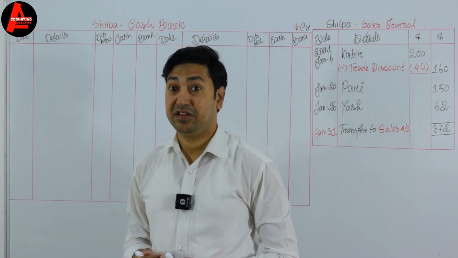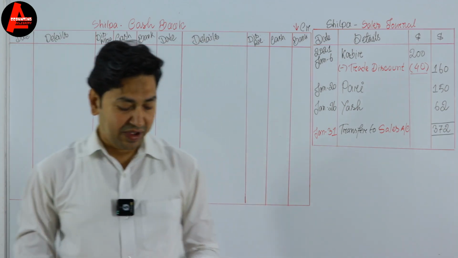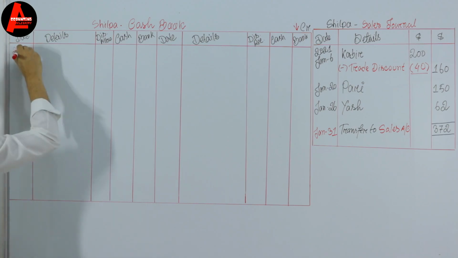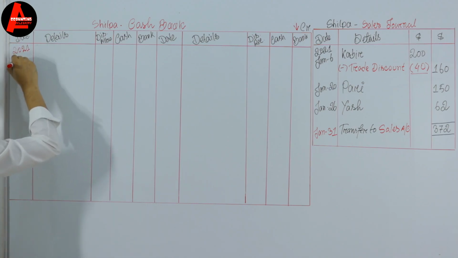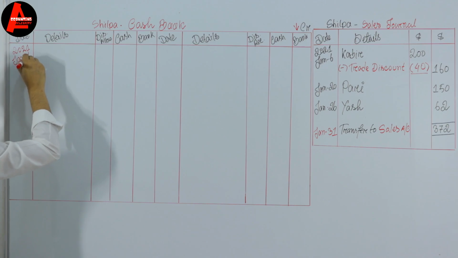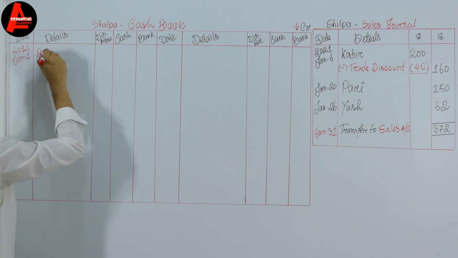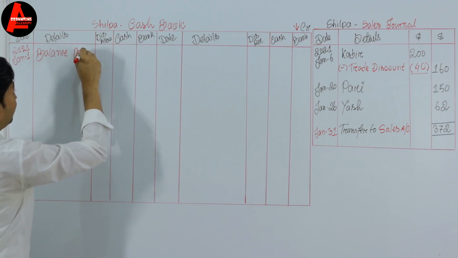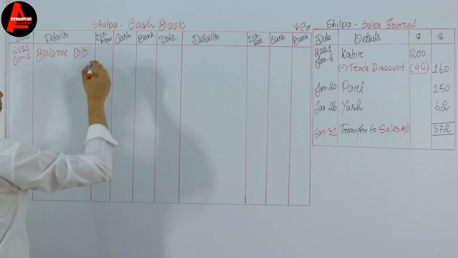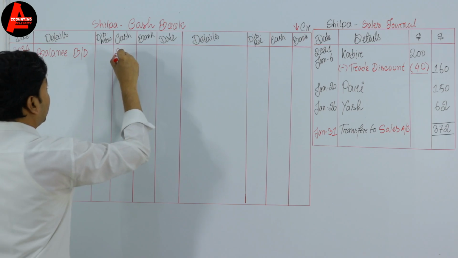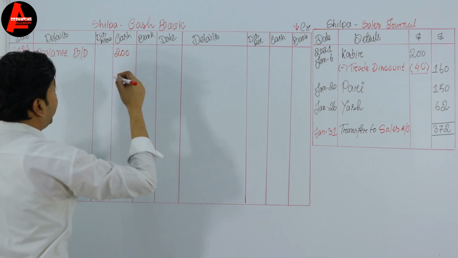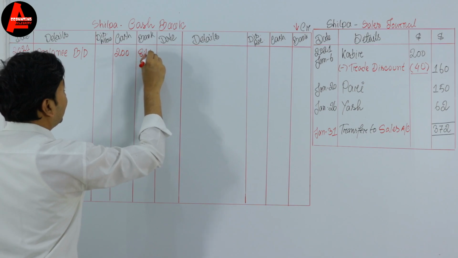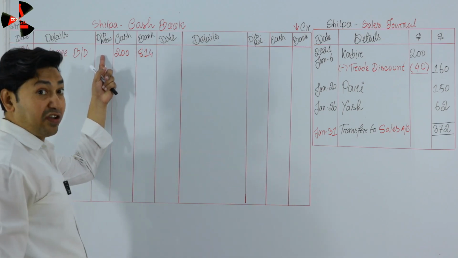In the question, we already have opening balances. These are given on the debit side. So let us write the balance first. We will write the date first, 2021, January 1st. Here we will write balance b/d, which stands for brought down. We have a cash book balance of $200 and the bank account balance is $814.